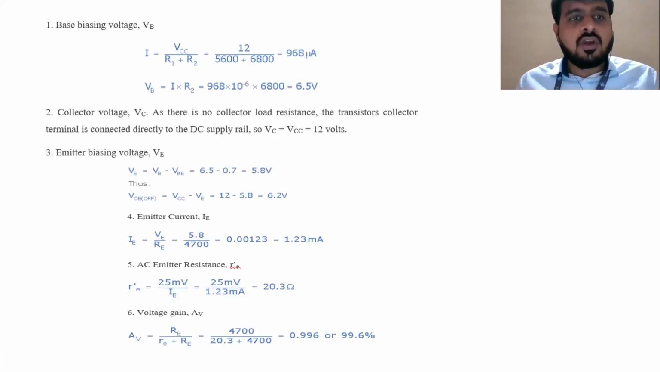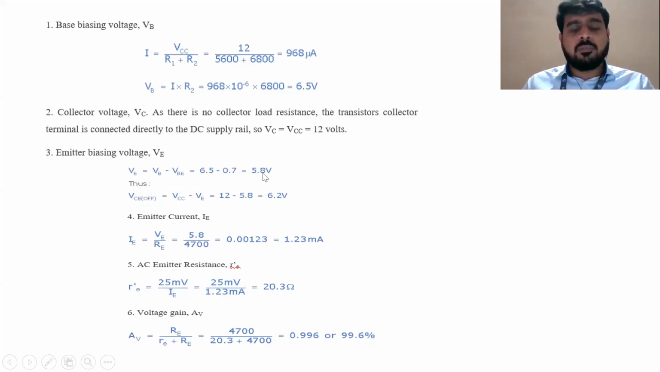What about the emitter voltage? It is 5.78, which is nothing but 5.8 volt. Then what is VCE, the voltage in the common emitter configuration? It will be VCC minus VE, which is 6.2 volt. Okay, forget about that. Now, can we find the emitter current?